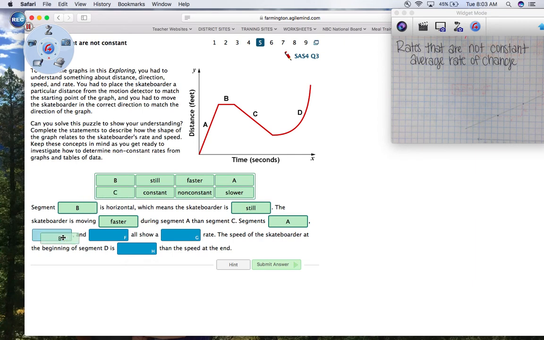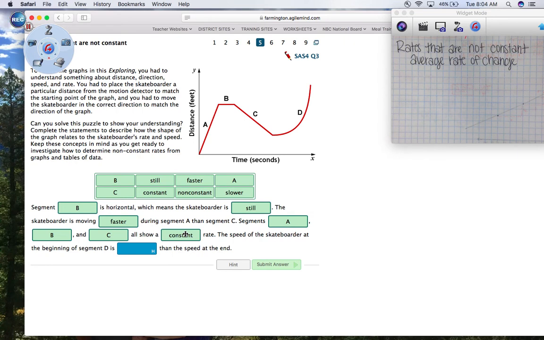A, B, C all show a what type of rate? So since A is a straight line and C is a straight line, it's a constant rate. And B is constant too, even though it's not moving, it's constantly standing still in that segment.